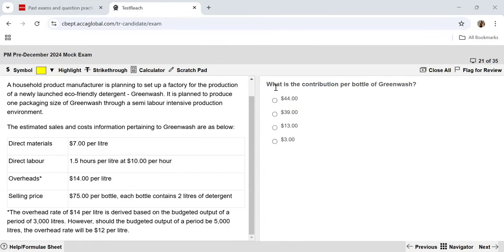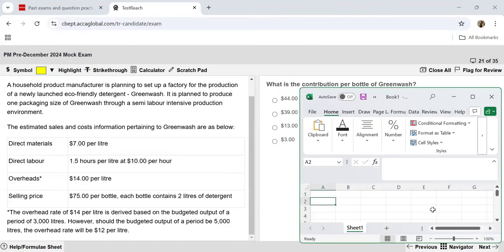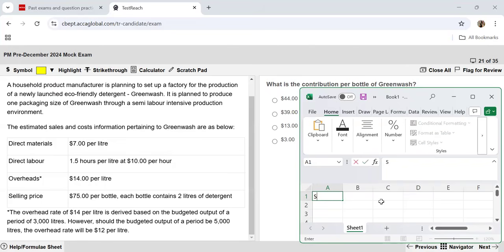Now, the first question wants you to find out the contribution per bottle of Greenwash. Because I do not have any option to solve and show it to you over here, I have a small Excel file open here to help me show you the calculations step by step. Contribution, we all know, is all about subtracting your variable costs from your selling price. So we know that the selling price is 75, and this is all for 2 liters of detergent. Now, if we talk about the cost, specifically we need to consider the variable cost.